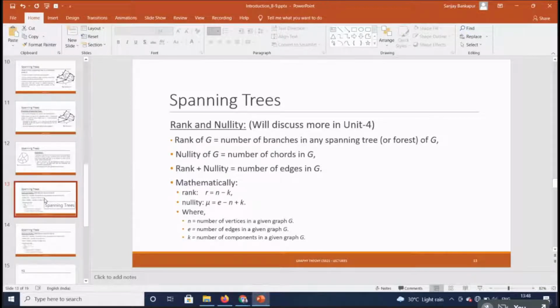And nullity is similarly the chords, e minus (n minus k), that is e minus n plus k. We'll discuss this topic more in upcoming units, that is unit 4. The slide has been repeated.